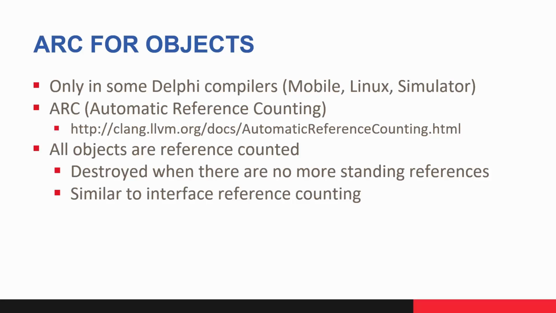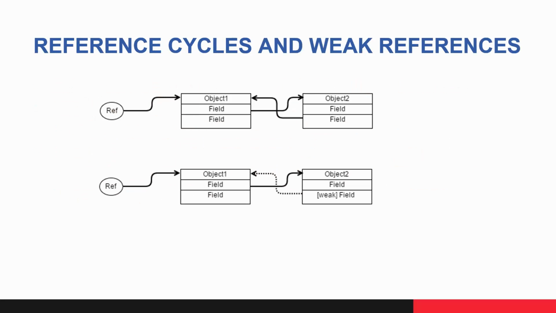All objects are reference counted in this model, well, with exceptions we'll get to. When there are no more standing references, so when the reference count goes to 0, the objects are destroyed, and it is very similar to interface reference counting. That's why I introduced it, and, well, to some lesser extent to string reference counting. Strings are more automatic because strings don't refer to other strings. You don't have cycles, you don't have loops. And the compiler logic is more proactive, like the copy on write mechanism. For objects, it's up to you as a developer to handle some of the more complex scenarios.